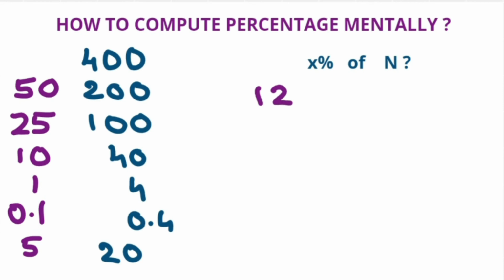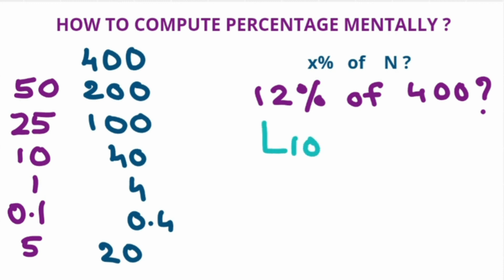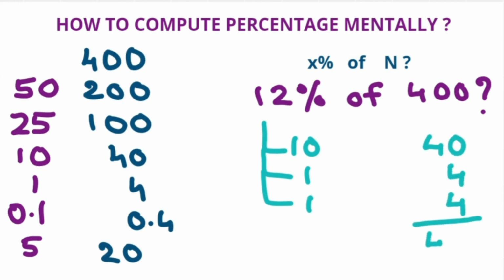Simple? Do you want to try another one? What is 12% of 400? 12 is 10 plus 1 plus 1. 10% of 400 is 40, 1% is 4, again 1% is 4. On adding all three, our answer is 48.